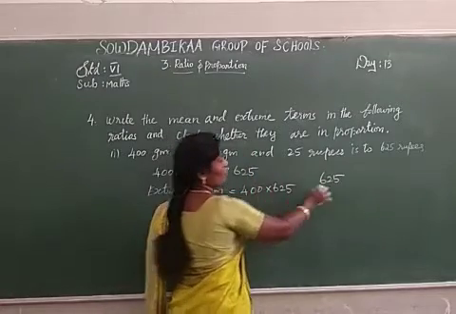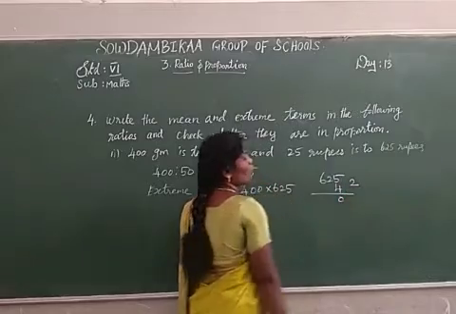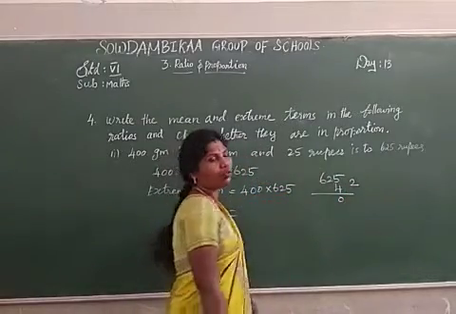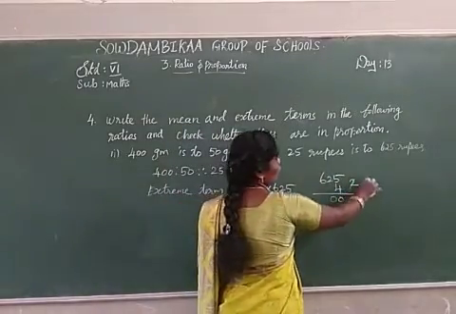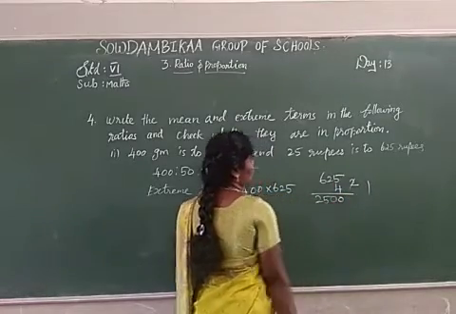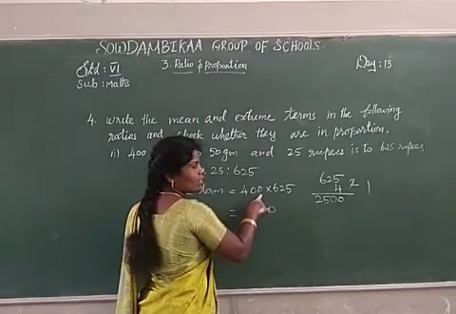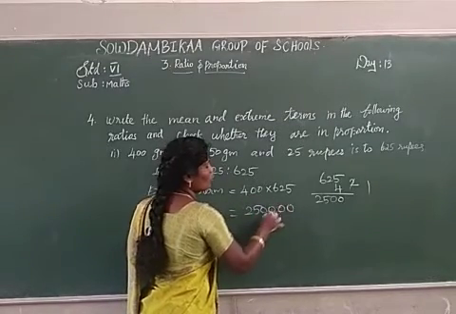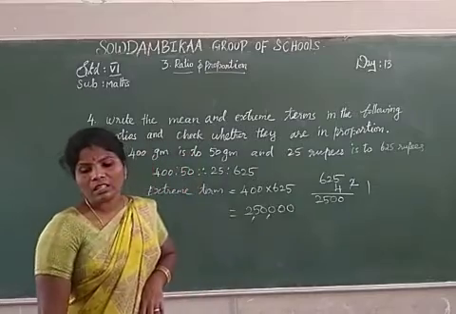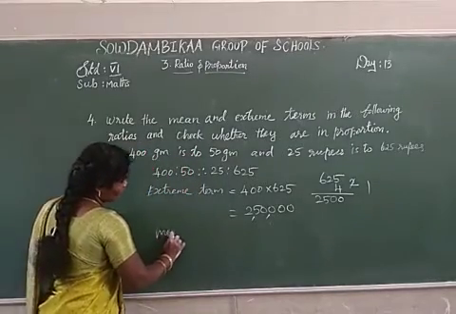625 into 4. 4 5s are 20, 0, remaining 2. 4 2s are 8, 8 plus 2 is 10, 0, remaining 1. 6 4s are 24, 24 plus 1 is 25. So 2500. Next, see how many zeros are remaining? 2 zeros. The answer is 2,50,000. Next is the mean term.